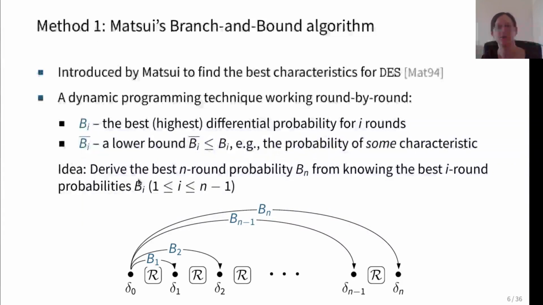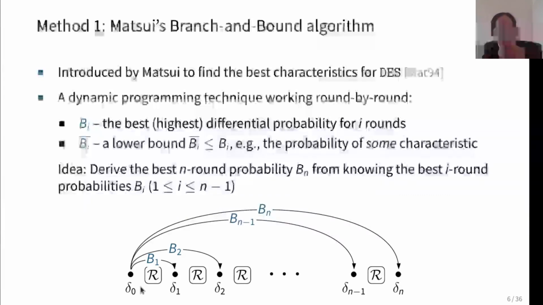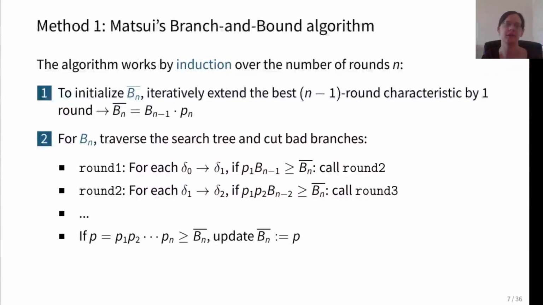And the idea is now to do a sort of induction and derive the best probability for n rounds, knowing all the best probabilities for i rounds where i is at most n-1. So we do this inductively, starting here, then the best probabilities here, then the best for 2 rounds, and so on. And how do we do this? It works both recursively and inductively.